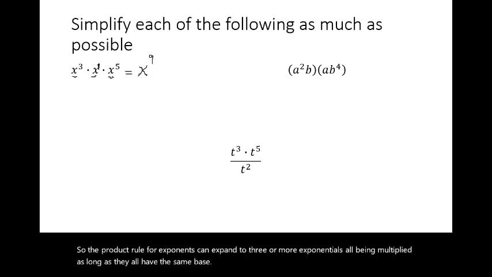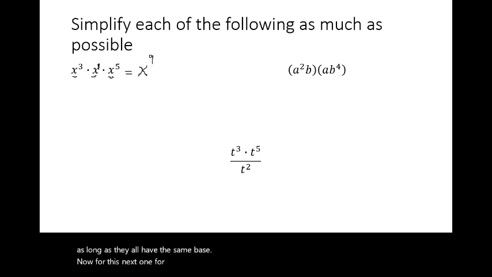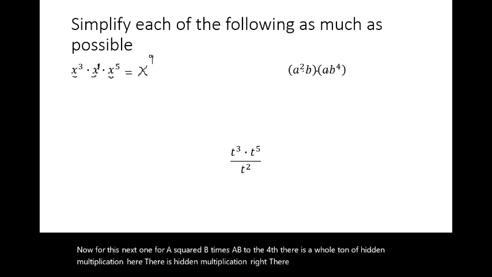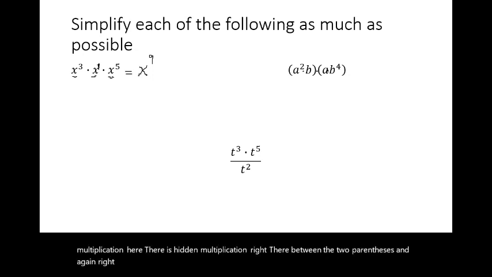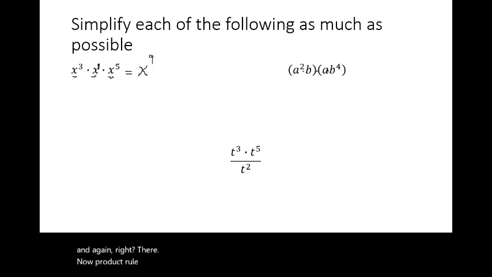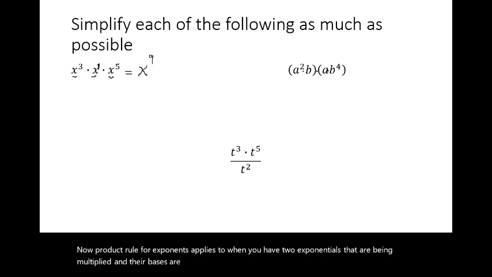Now for this next one, a squared b times ab to the 4th, there is a whole ton of hidden multiplication here. There is hidden multiplication right there, between the two parentheses, and again right there. Now, the product rule for exponents applies when you have two exponentials that are being multiplied and their bases are the same. And order doesn't matter with multiplication.